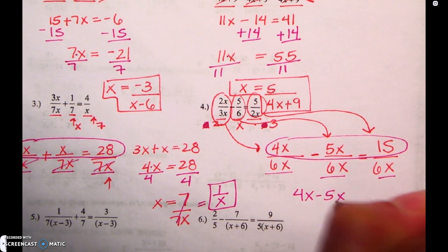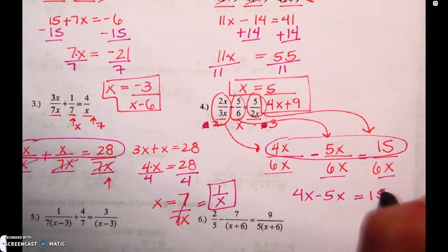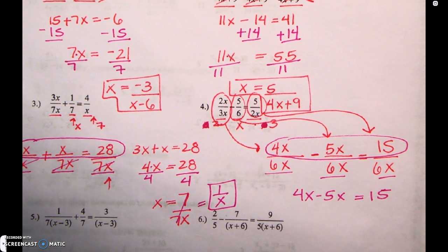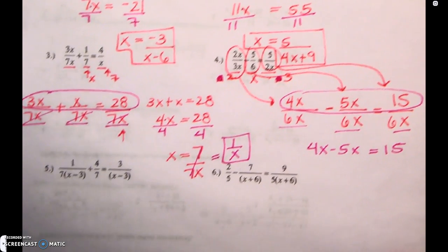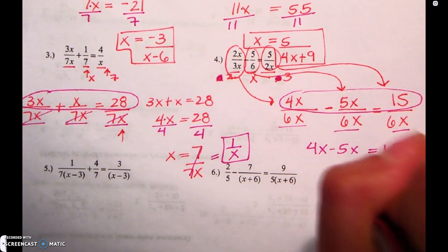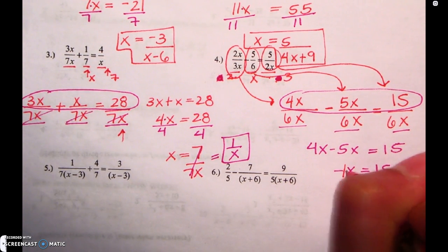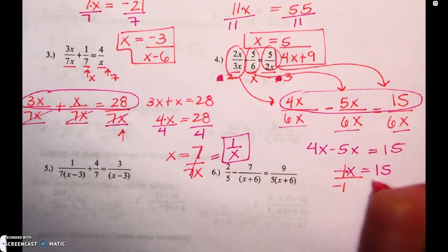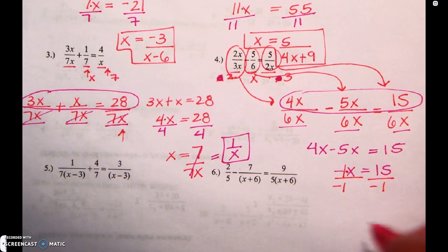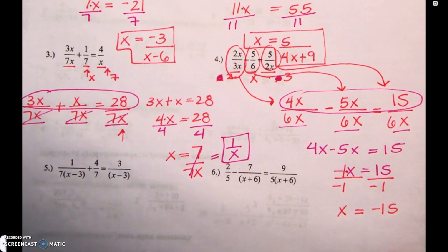4x minus 5x is equal to 15, and solve for the variable. Well, 4x minus 5x is just equal to a negative x is equal to a positive 15. I want to get rid of the negative that's sitting in front of the x, so I'm going to divide by a negative 1, and that leaves me with x is equal to negative 15.